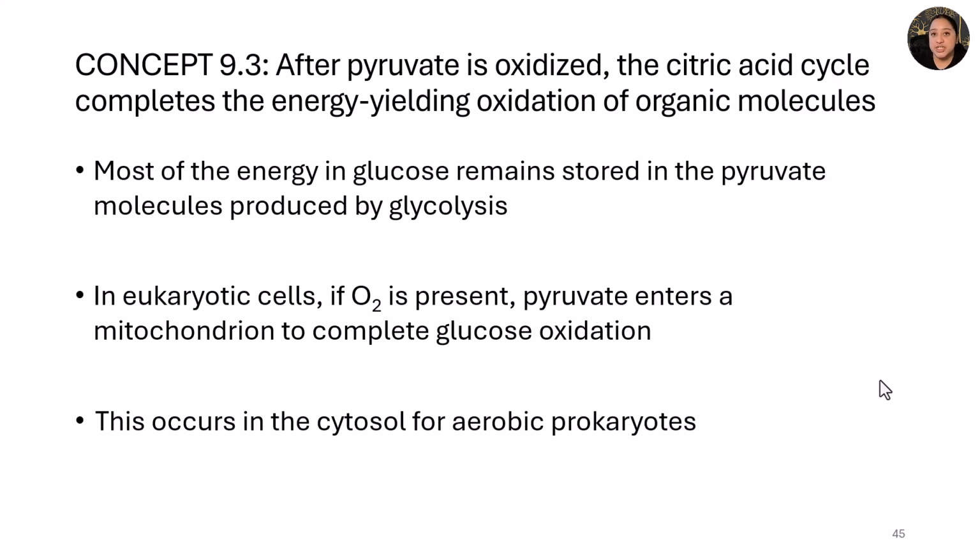Most of the energy in glucose is still stored in the pyruvate molecules that are made by glycolysis. In eukaryotic cells, if oxygen is present, then pyruvate enters the mitochondria and can complete the glucose oxidation. In prokaryotes, because they don't have membrane-bound organelles like mitochondria, this will happen just in the cytosol for prokaryotes that are aerobic and can use that oxygen. So inside eukaryotic cells, it happens inside mitochondria, and in prokaryotes, it's in the cytosol.